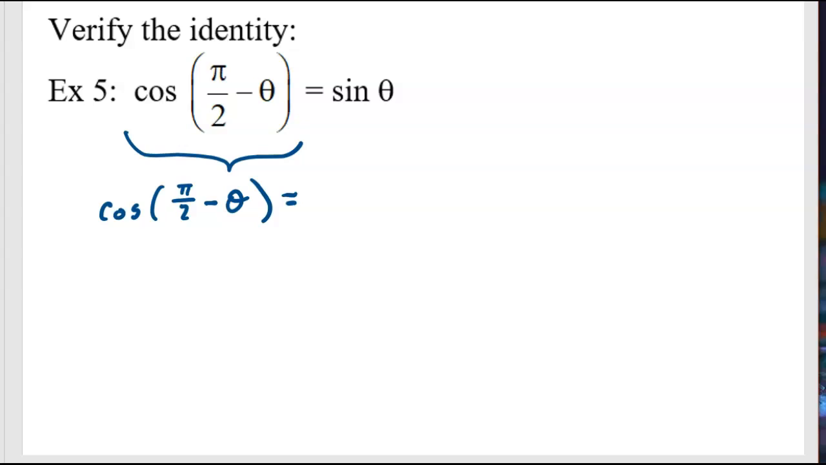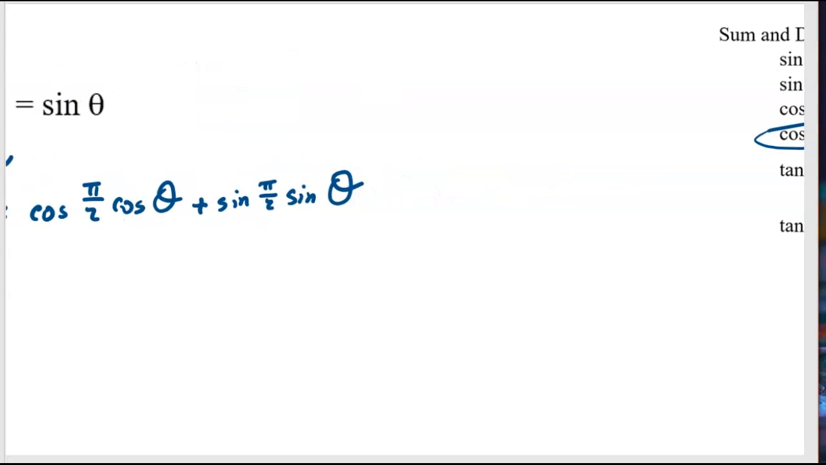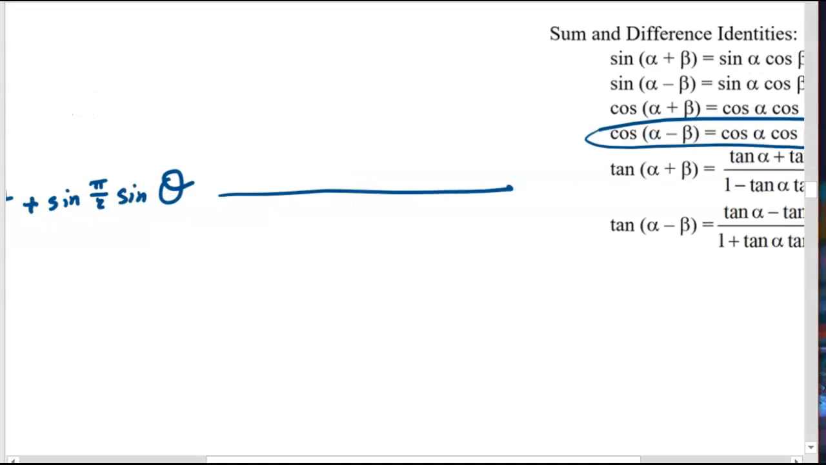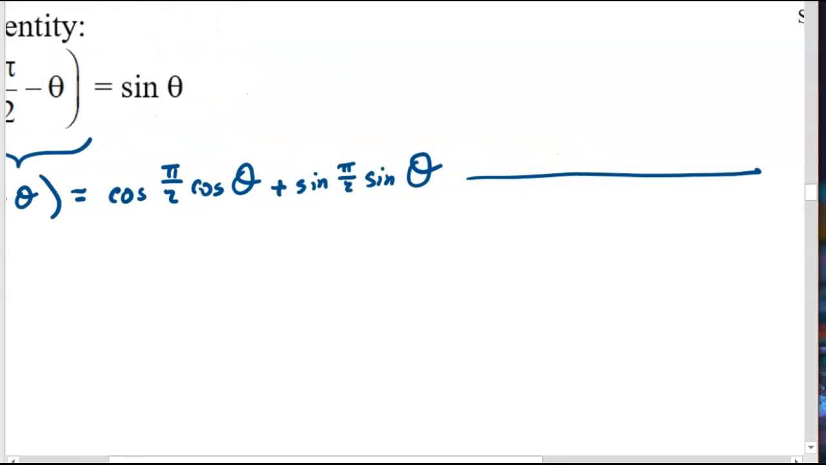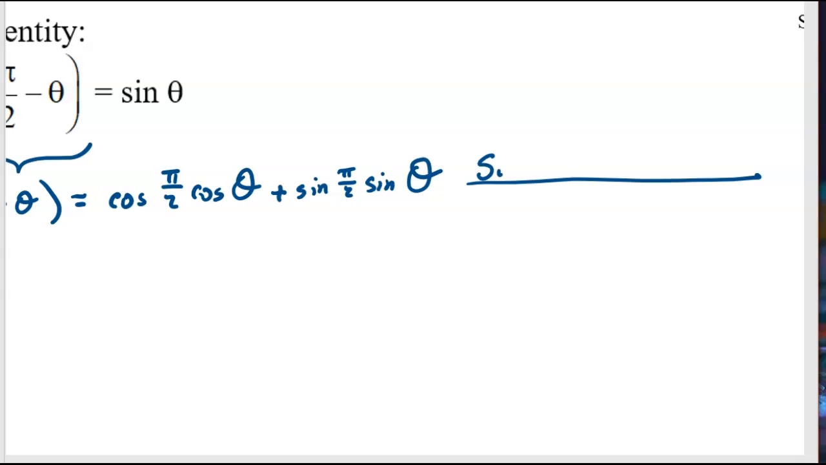Which is the same as cosine of pi over 2 times cosine of theta minus, oh, I lied, plus sine of pi over 2 times sine of theta. How do I know that? That is one of my difference identities. So I'm just going to write some difference. Now you can write ID or formula. I'll put ID. If you put formula, that's fine.